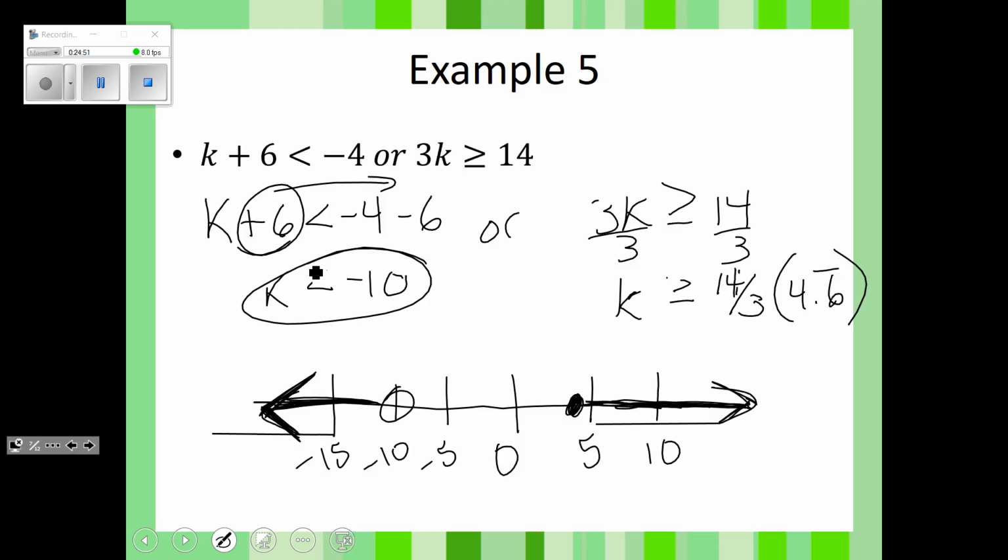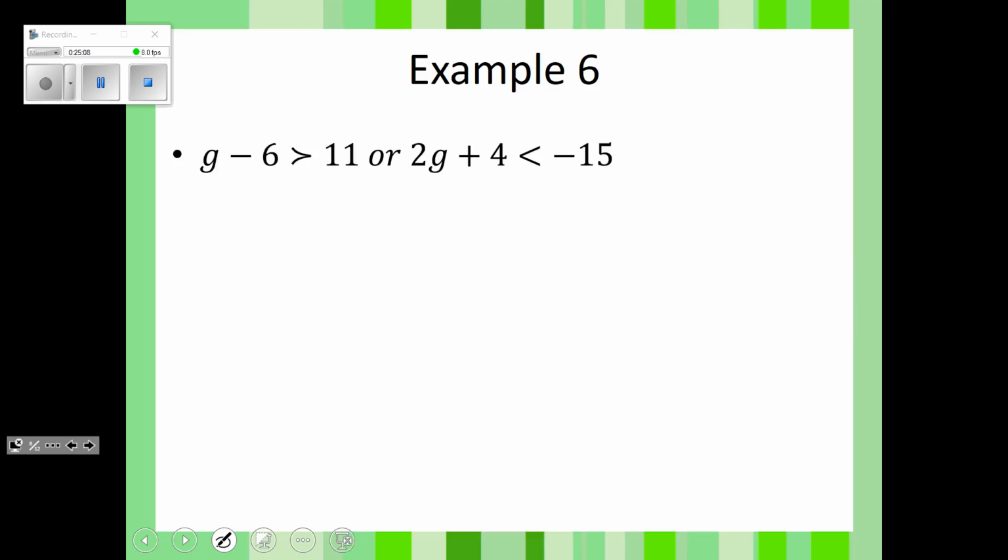Okay, so what do you notice about the OR problems? So the AND problems shade generally in the middle, and the OR problems generally, not always, but generally shade on the outsides. Okay? All right, so you try this one.